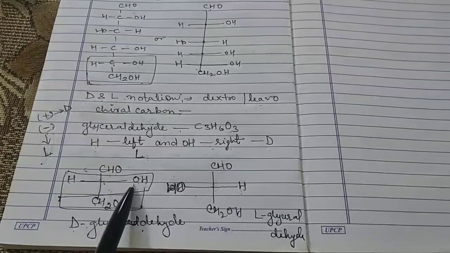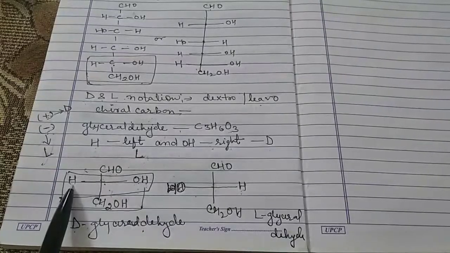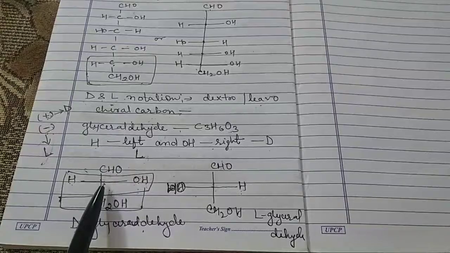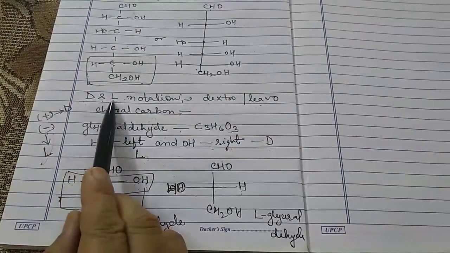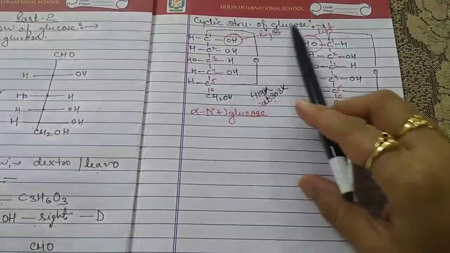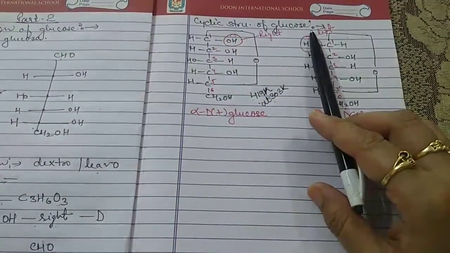D means the position of the OH and H present on the lowest asymmetric carbon atom is very important to decide the D and L configuration. Now the next topic is the cyclic structure of glucose.